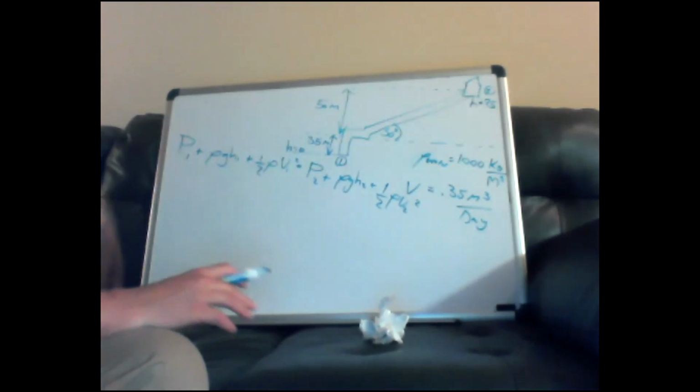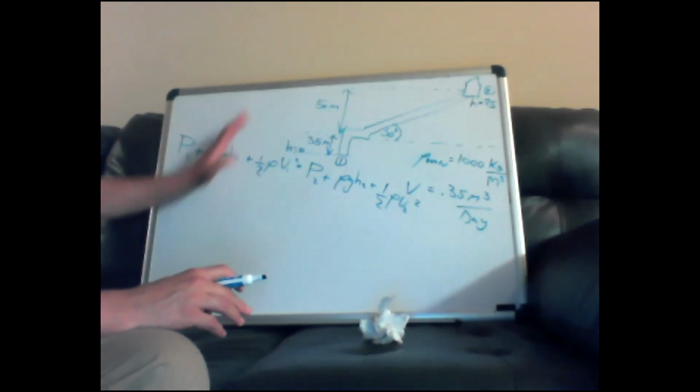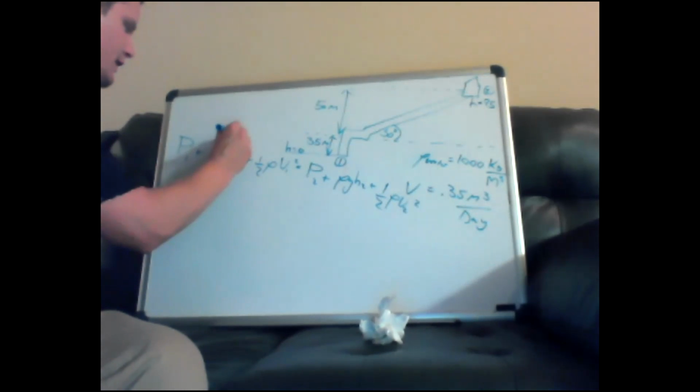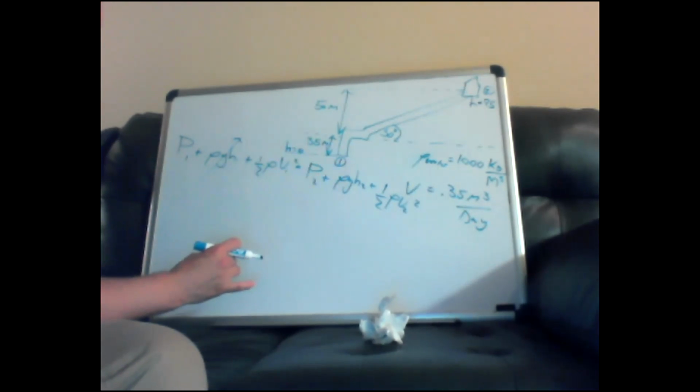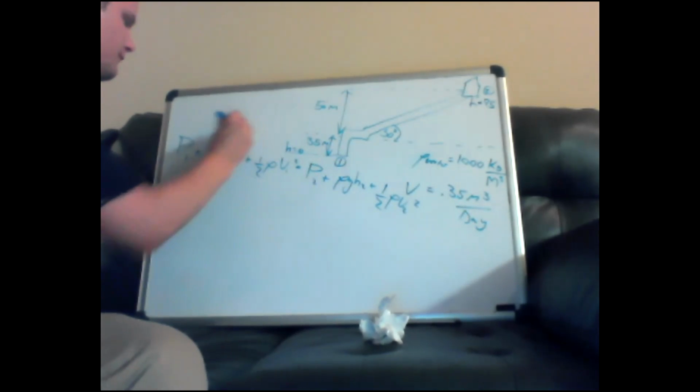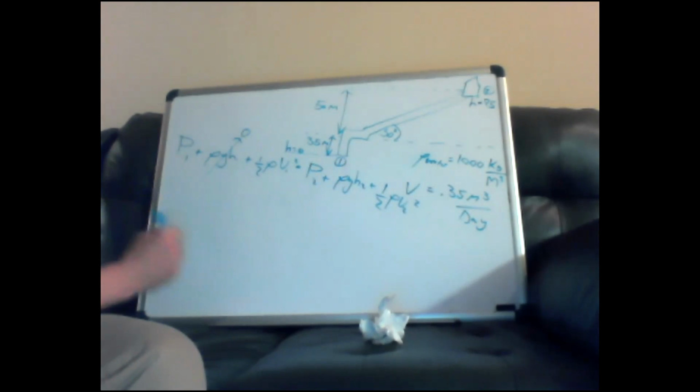Okay, so right off the bat, I see at least one thing can cancel. I see that my rho g h1 right here can cancel, because we're defining that as our h equal to 0. That's our ground level, essentially. And so this is 0. We want to solve for pressure 1, so we have to leave that there.